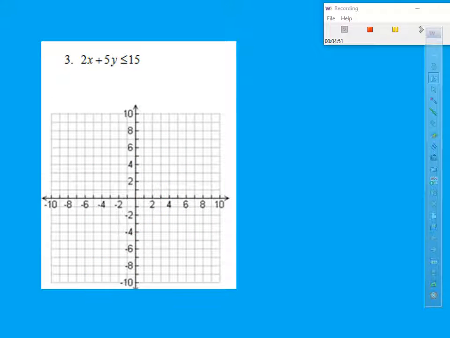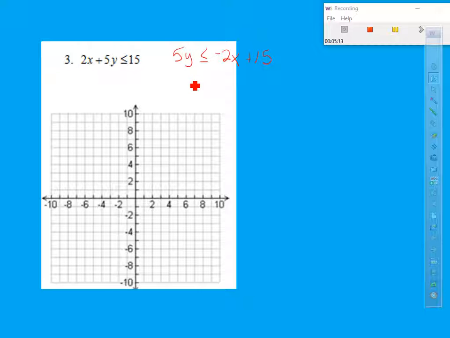On to your number 3. Now, this one is not solved for y for you. So you need to solve it for y, just like we did when we graphed. So I'm going to move the x to the other side and change the sign. So I got 5y is less than or equal to negative 2x plus 15.